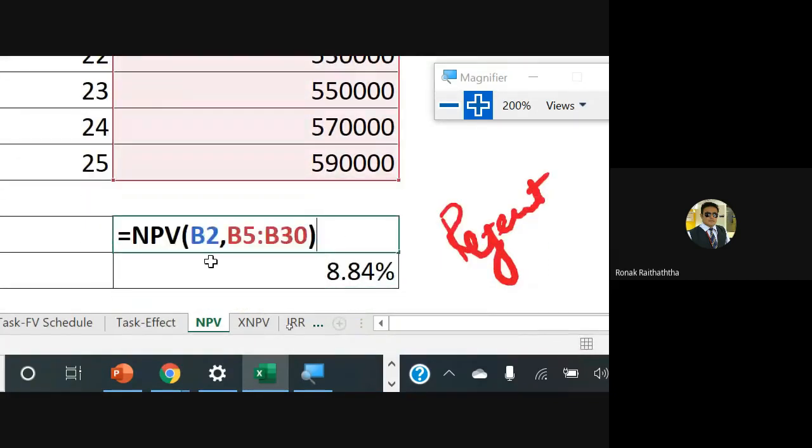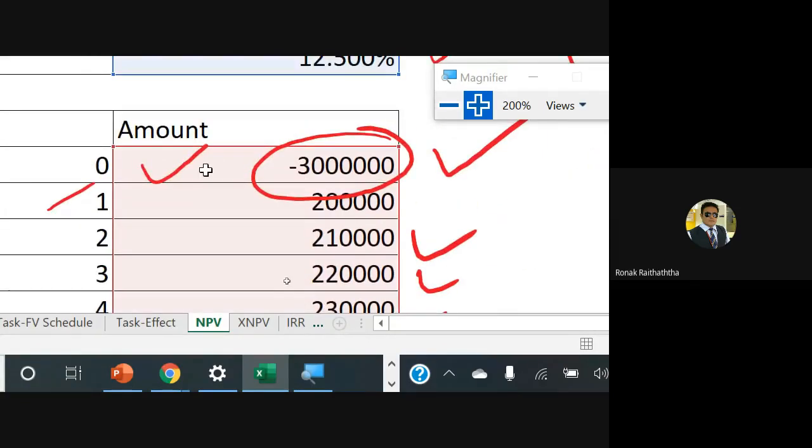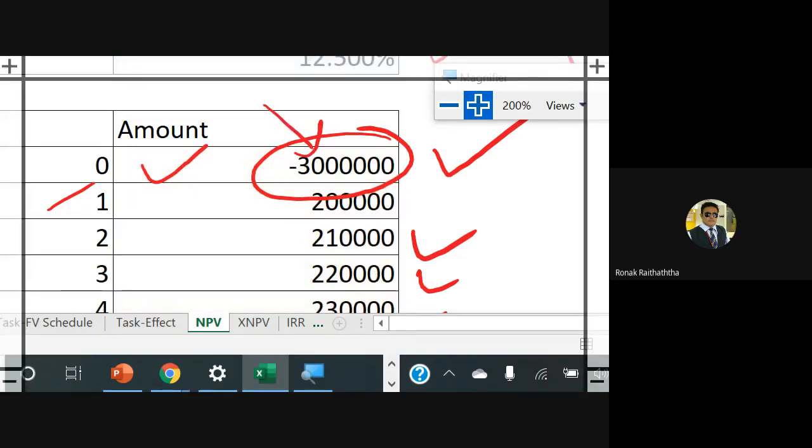Now, Excel has done the discounting of the outflow too, which is at year 0. I didn't want to discount this 30 lakh rupees because that was the present value only. Excel will take minus as the outflow by default and plus as the inflow by default. Why don't I want to discount the 30 lakh rupees? Because this is paid right now, which is already the present value. Have you got it? Why I have done the separate calculation for this 30 now?